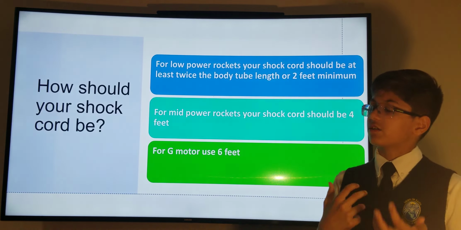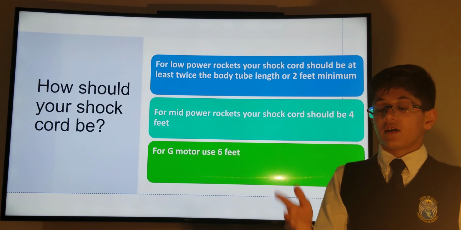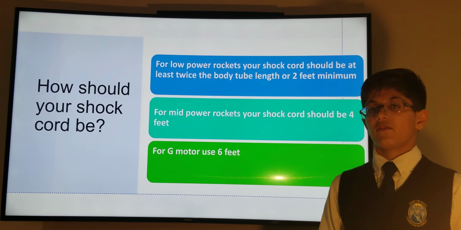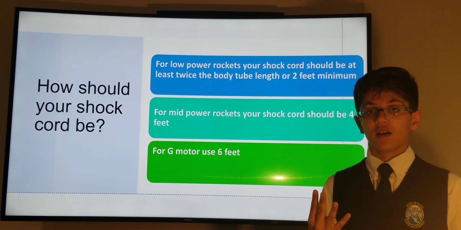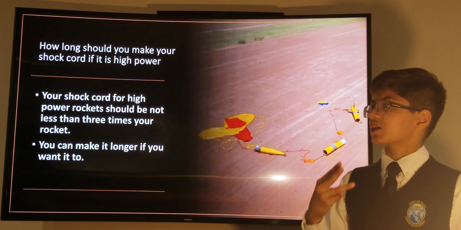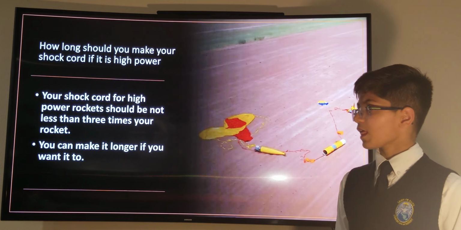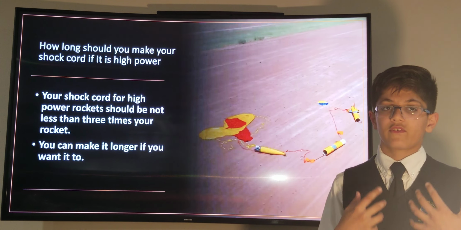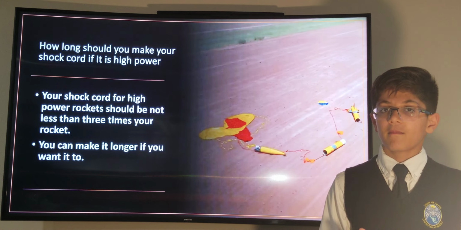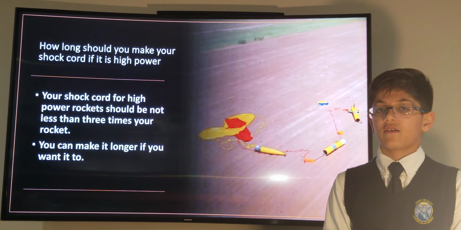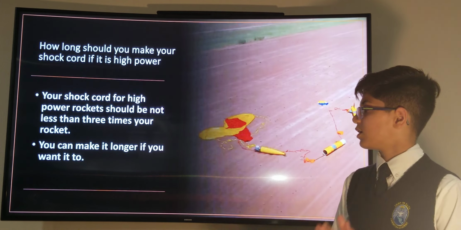Now, how long should you make your shock cord? For low power rockets, you want to make it double your body tube or 2 feet long. For mid power rockets, you want to make it 4 feet long, but for G motors specifically, you want to use 6 feet long. Now for high power rockets, you have to make it 3 times your body tube length, but there are different calculations, and they may require further calculations if your rocket's complex. But 3 feet is the average. 3 times the diameter is the average of how long your shock cord should be, as shown in the image.